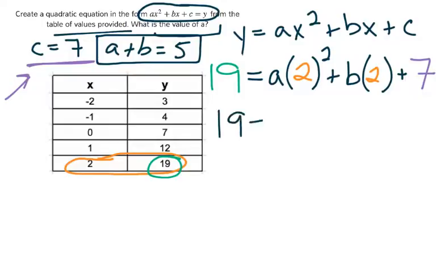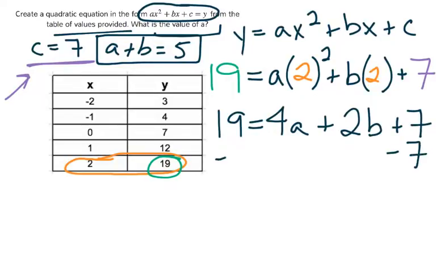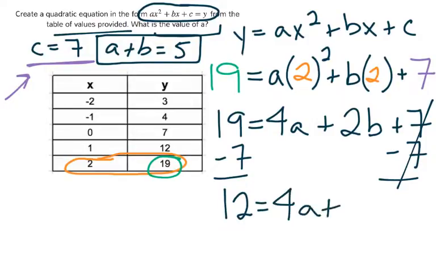Let's go ahead and solve. 19 equals, now 2 squared is 4. 2 times 2 is 4. So I have 4a, and then 2 times b, I can just write it as 2b plus 7 is still there. Let's go ahead and subtract the 7 out to get everything a little easier. And on one side there, 19 minus 7 is just 12 equals 4a plus 2b. That is the other equation I want.